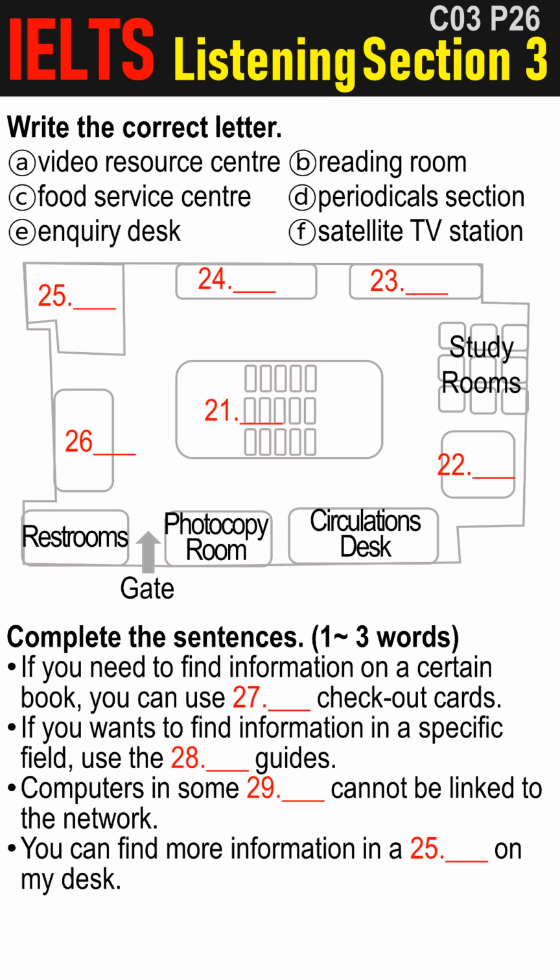Now we're at the gate of the library. Upon entering into the door, you'll find that the restrooms are on your left-hand side, and opposite them is a photocopy room. Many of you are wondering about the check-in and check-out process. What you have to do is go to the circulation desk, which is to the east of the photocopy room.